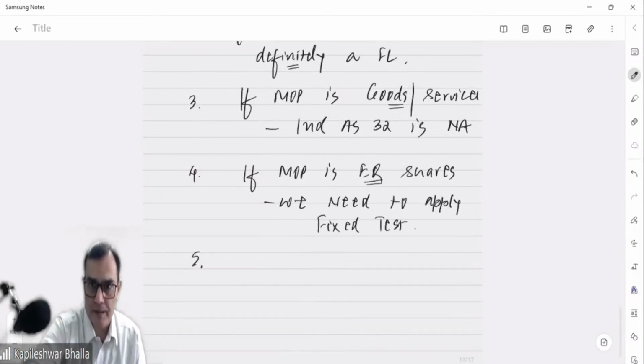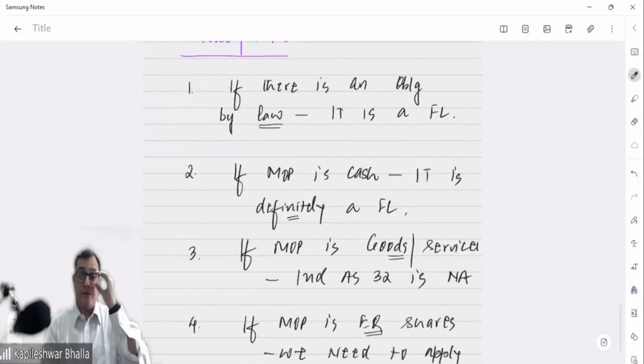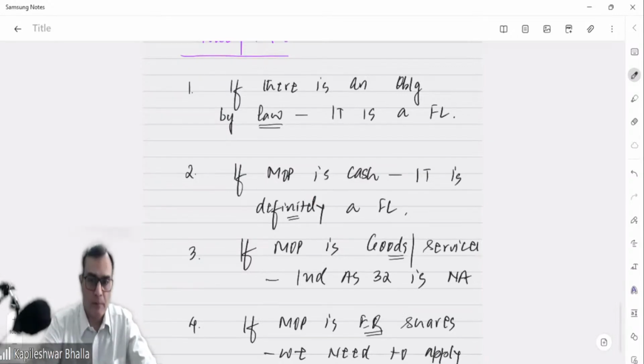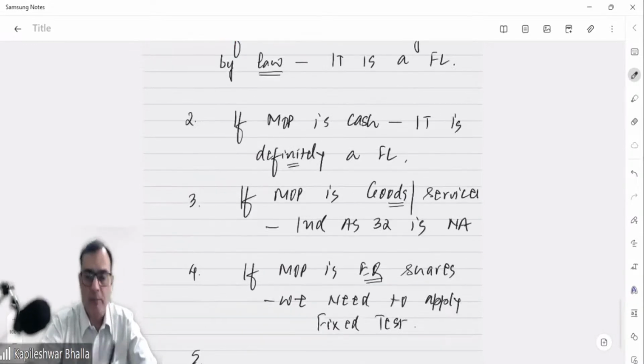So I'll just take a second. You can note it down. If there is an obligation by law, it is a financial liability. If the mode of payment is cash, it is definitely a financial liability. If the mode of payment is goods and services, Ind AS 32 is not applicable. If the mode of payment is equity shares, we need to apply the fixed test.